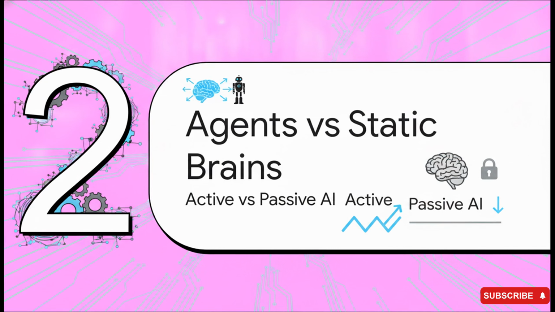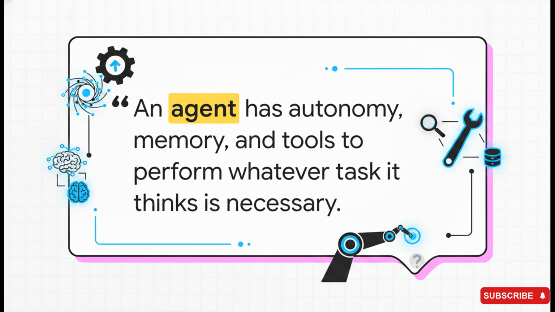Moving on to Section 2, Agents versus Static Brains. To really understand why LangChain is a necessity, we have to look at how AI itself is shifting. Consider this quote: "An agent has autonomy, memory, and tools to perform whatever task it thinks is necessary." So the crucial point here is that we're moving away from passive systems that just answer questions and moving toward active, autonomous problem solvers that actually take action.